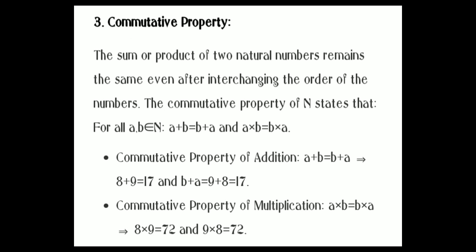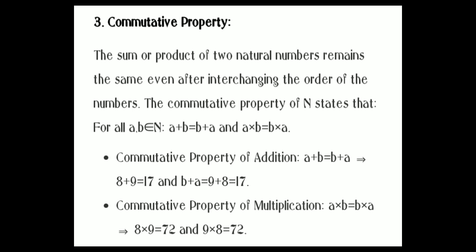Okay, so let's continue to the commutative property. The sum or product of two natural numbers remains the same even after interchanging the order of the numbers. The commutative property of N states that for all a, b in N, a plus b is equal to b plus a, and a times b is equal to b times a.